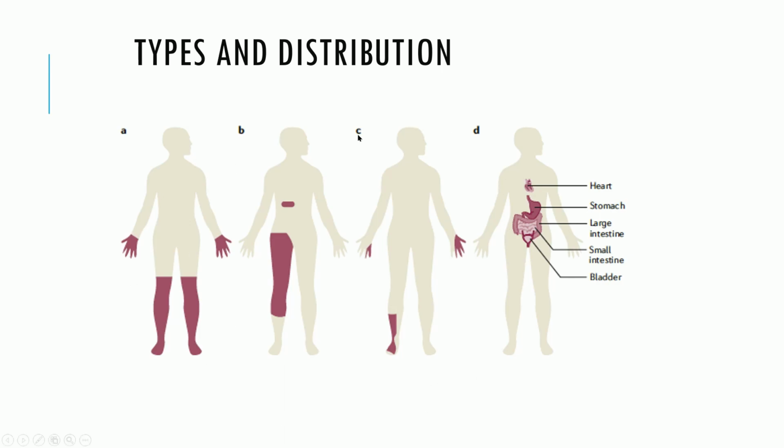We might also find other distributions. They are less common, but usually they follow the tract of a nerve, a specific nerve. And finally, we may have autonomic neuropathy that follows the nerve of one organ.